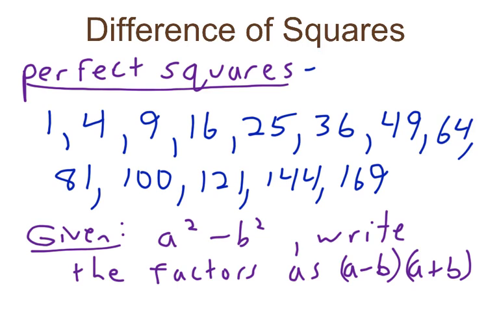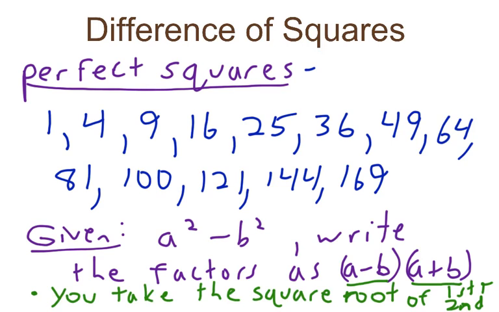Alright, so given a squared minus b squared, you're going to write the factors as a minus b times a plus b. And notice that those factors don't have any squared on them, so that means all you're doing is taking the square root. So you're basically taking the square root of the first and second terms. Alright, go ahead and pause the video if you need to. And I'm going to jump to example 1.